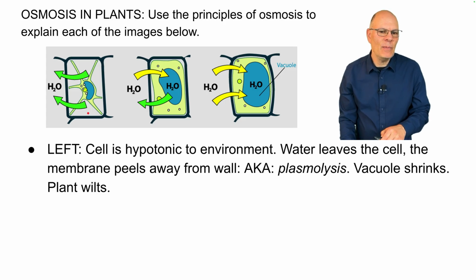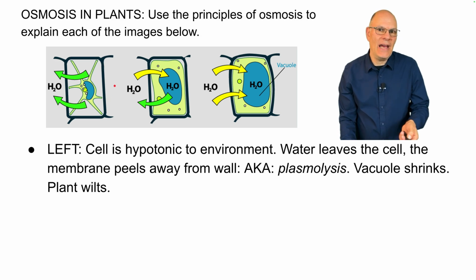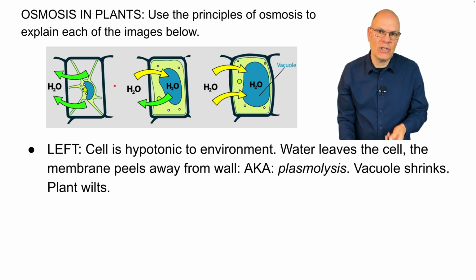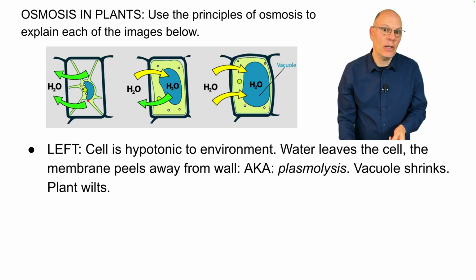How could the environment be hypertonic to the cell? How could the cell be hypotonic to its environment? This environment has to have, for example, a lot of solutes dissolved in it so that it has a lower water concentration than is in the cytoplasm. That'll cause water to go from the hypotonic cell to the hypertonic environment.